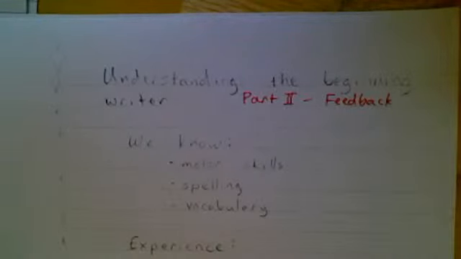So you may have hopefully watched my first video on understanding the beginning writer to be ready for the second video, which is part 2 on giving feedback to the beginning writer. To review, we know that beginning writers have poor motor skills, and sometimes older writers do too, weak vocabulary, and sometimes struggle with spelling. Again, these things I have taught 5th, 6th, 8th, and do apply to children, the whole range. But we're going to focus here on beginning writers.